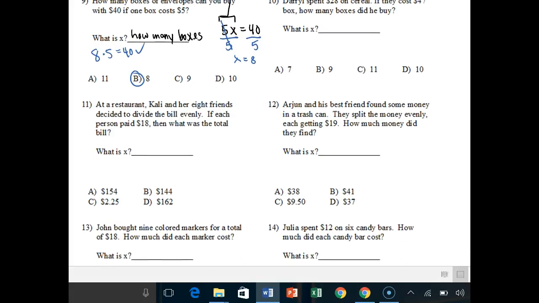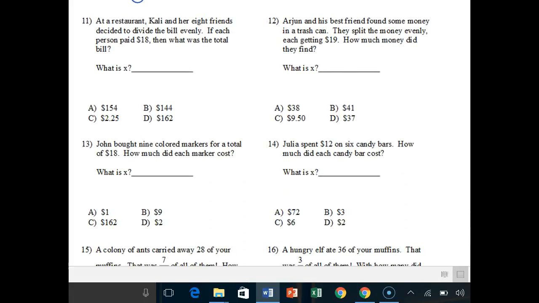I'd pause and do number 10 if I were you. Number 11: at a restaurant, Callie and her 8 friends decided to divide the bill evenly. If each person paid $18, then what was the total bill? So Callie and her 8 friends, first of all, we need to say the total bill is X.